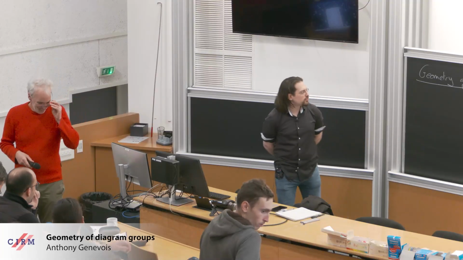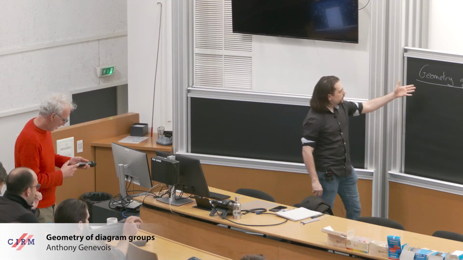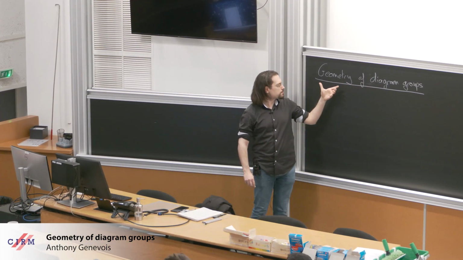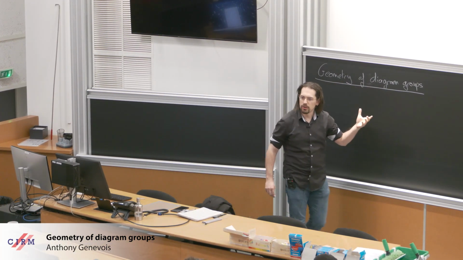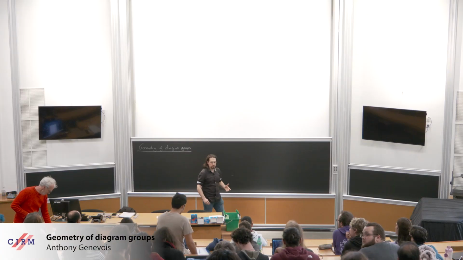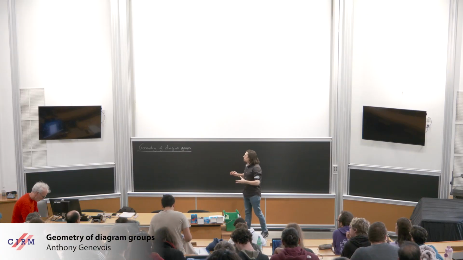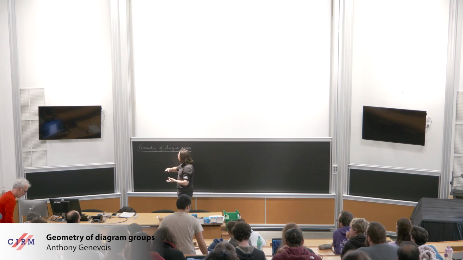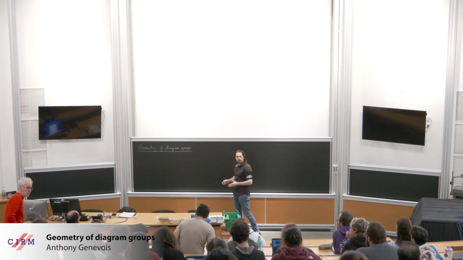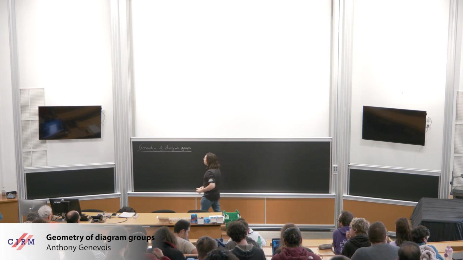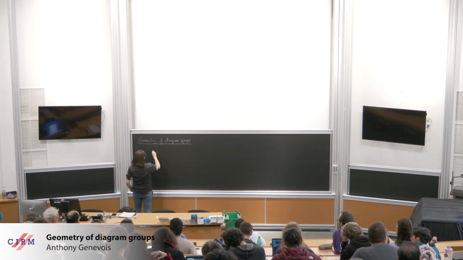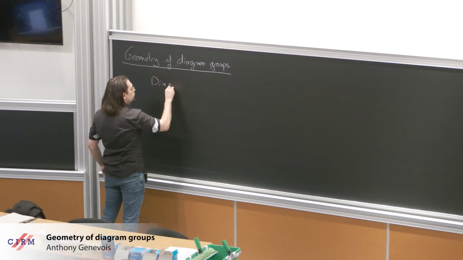Okay, so this is the second lecture on diagram groups, and we will use a perspective which will be more geometric. If you remember, the definition of diagram groups was essentially combinatorial, in a way which is actually rather similar to free groups. Maybe I will start with some comparison between diagram groups and free groups.